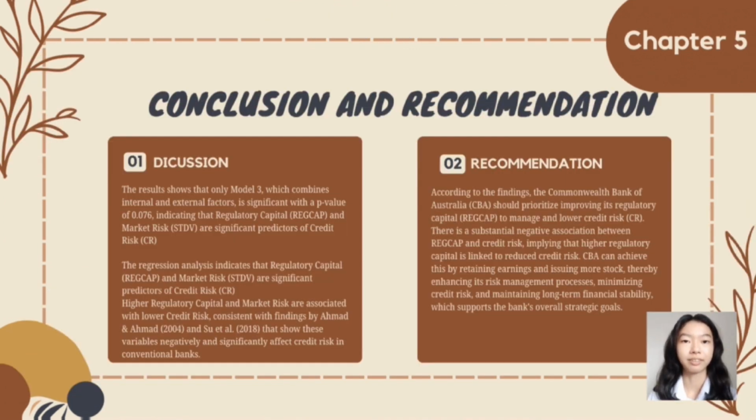In conclusion, the analysis indicates that regulatory capital and market risks are significant to credit risk. A higher regulatory capital and market risk will bring a lower credit risk. Commonwealth Bank of Australia should improve the regulatory capital to reduce the credit risk. Besides, market risks also need to be watched because market risk can lead to a default of the bank.